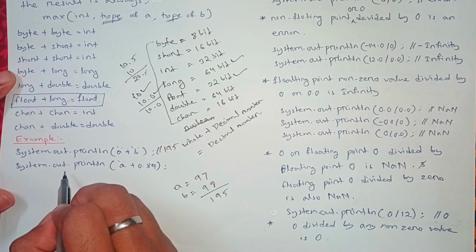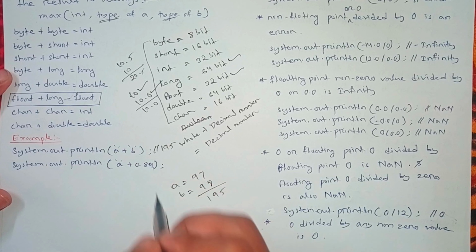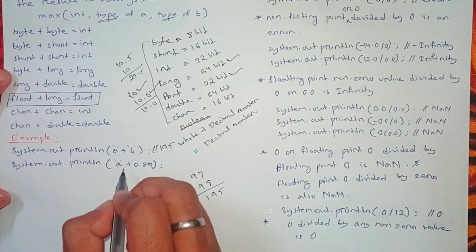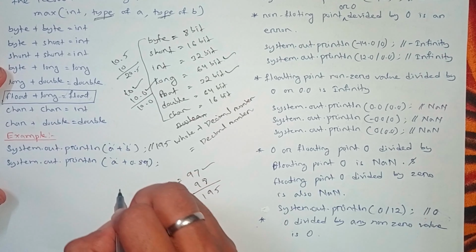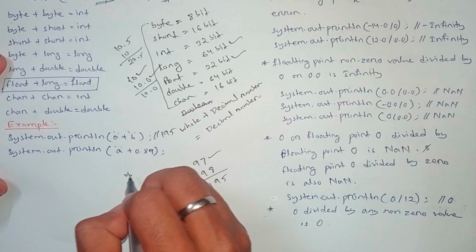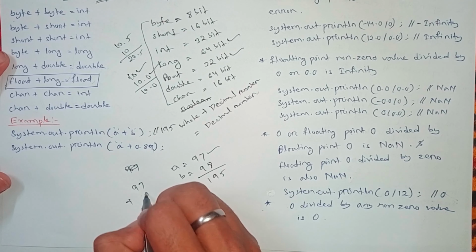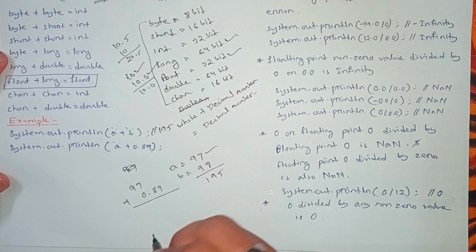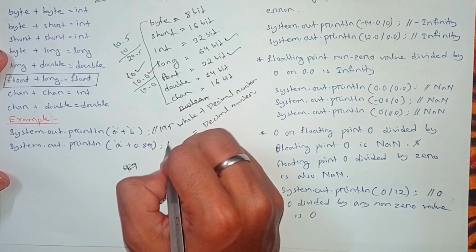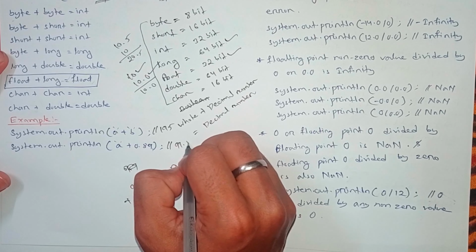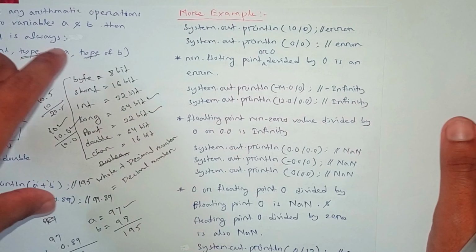Now see here, System.out.println(a + 0.89). The ASCII value of a is 97, so we can add 97 plus 0.89. Our output is 97.89. Okay, here we get 97.89.